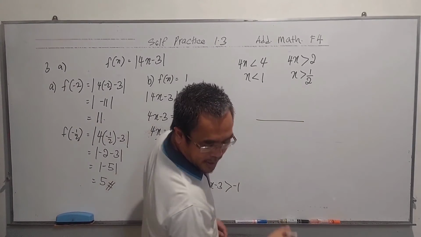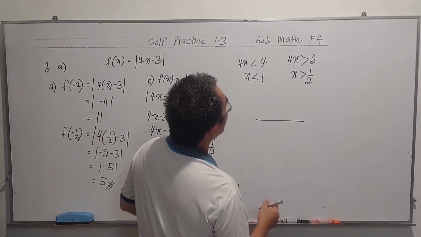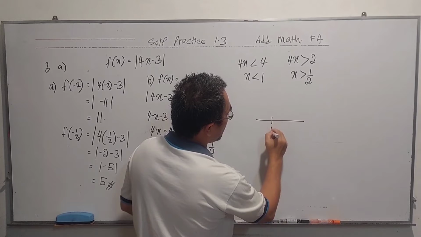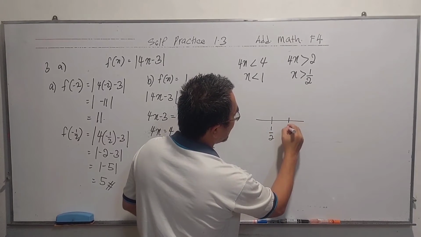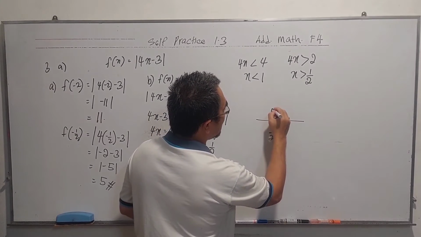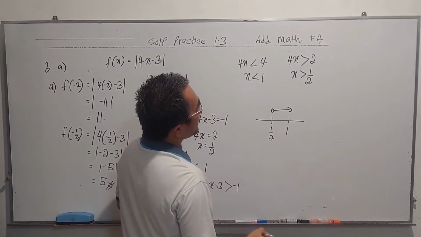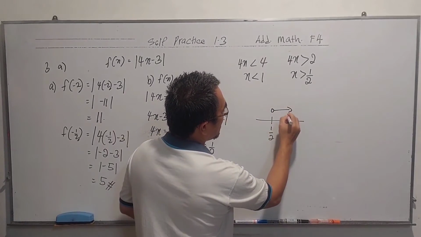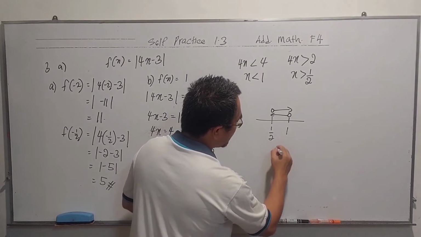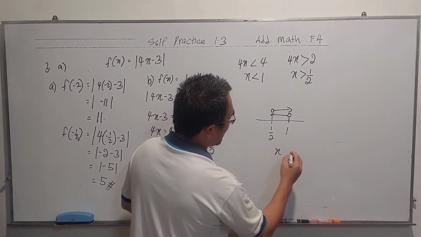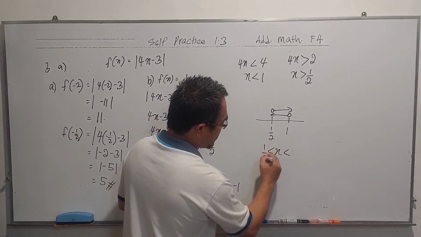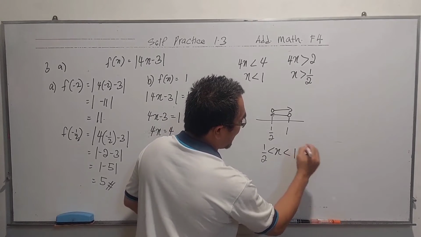Less than 1 more than 1 over 2. Where should I write? Okay, 1 over 2 will be here, 1 will be here. So more than 1 over 2 will be going up that side, less than 1 will be this side. Okay, so it is between these two values, so we should rewrite it like this. The smaller value is on the left and the larger value on the right.